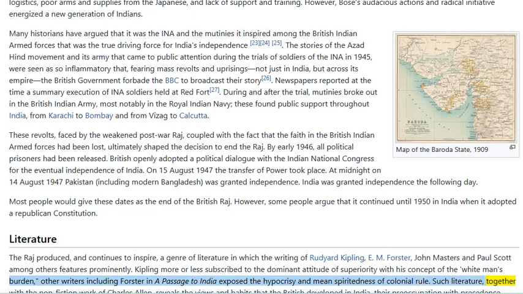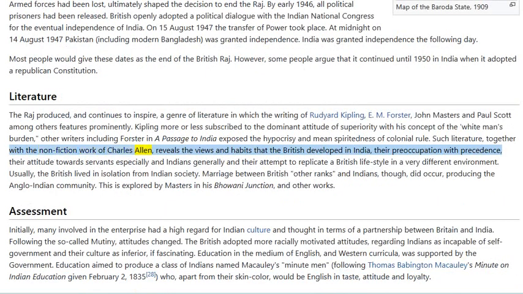Such literature, together with the non-fiction work of Charles Allen, reveals the views and habits that the British developed in India, their preoccupation with precedence, their attitude towards servants especially and Indians generally, and their attempt to replicate a British lifestyle in a very different environment. Usually, the British lived in isolation from Indian society. Marriage between British other ranks and Indians, though, did occur, producing the Anglo-Indian community. This is explored by Masters in his Bhowani Junction and other works.